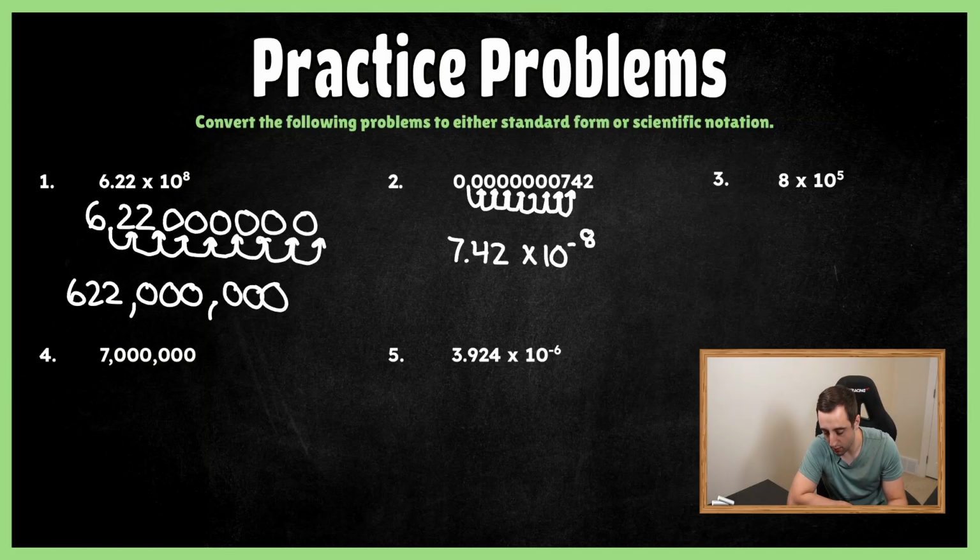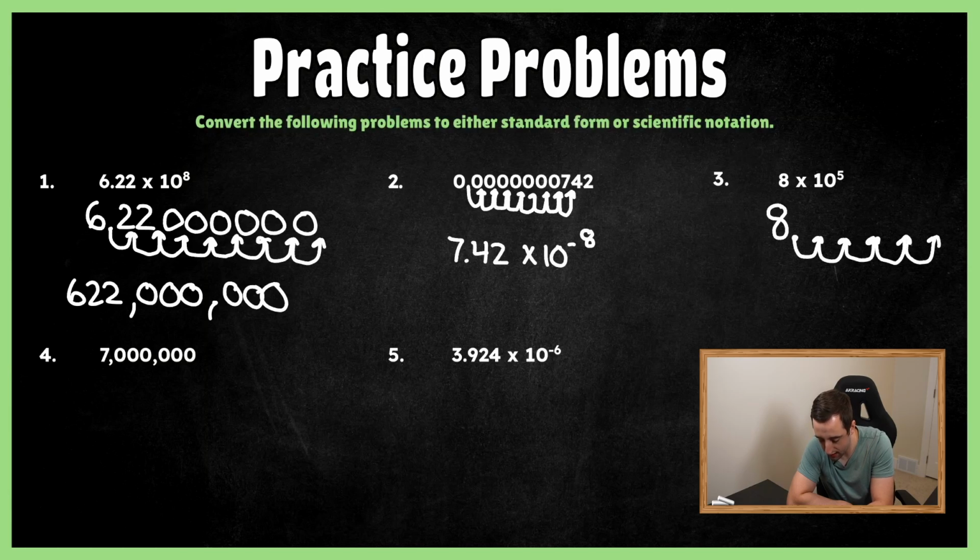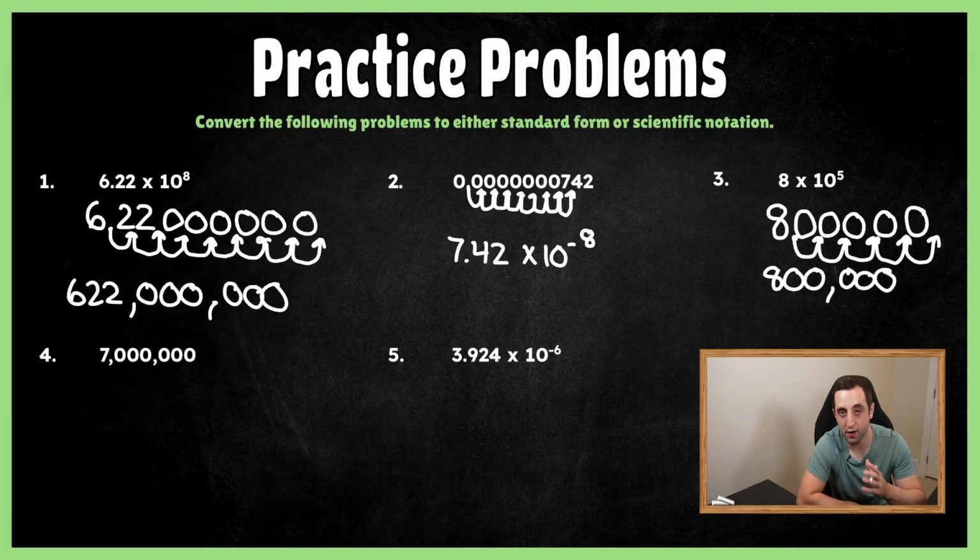Now for number 3, we have a positive power again, so we need to move our decimal point to the right for standard form, and our decimal is after the 8 because we don't see it. So let's move it once, twice, 3 times, 4 times, 5 times. So we're adding in 5 zeros here. And our final answer is going to be 800,000 for number 3. If you are 3 for 3 right now, very, very nice job. Headed into the final 2.